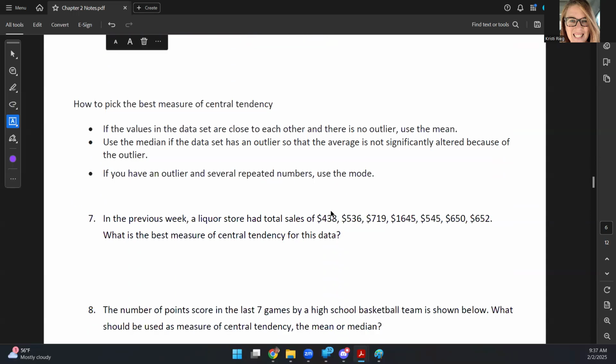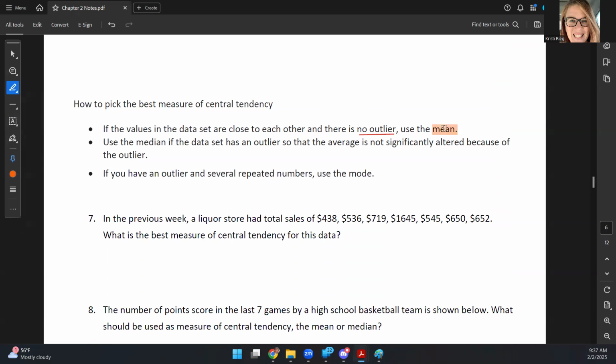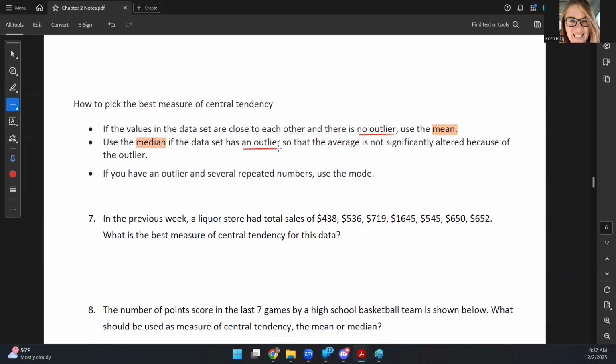How to pick the best measures of central tendency? Well, we have these rules. When the data set is close together and there is no outlier, then in that situation, we want to use the mean. We are going to use the median if there's an outlier because it's going to affect the average. So that way, if it's an outlier, it doesn't affect the median. And we'll talk about that more in the next video. But if there's an outlier, then we use the median.